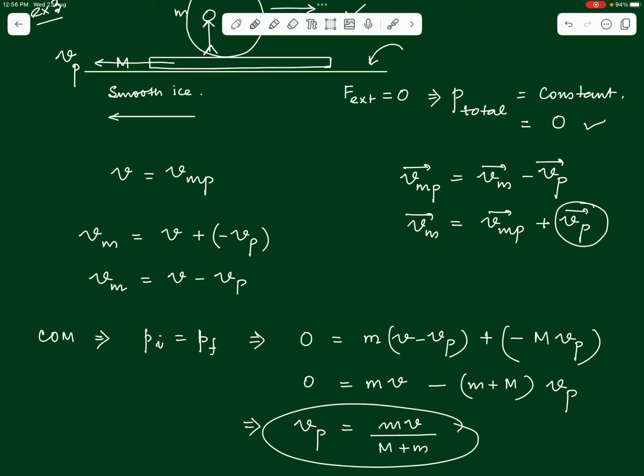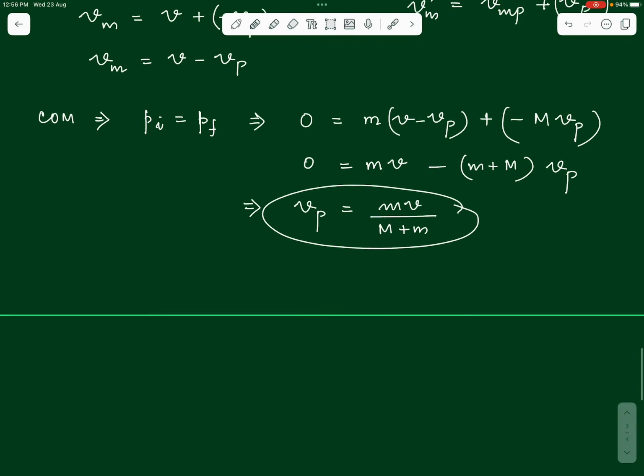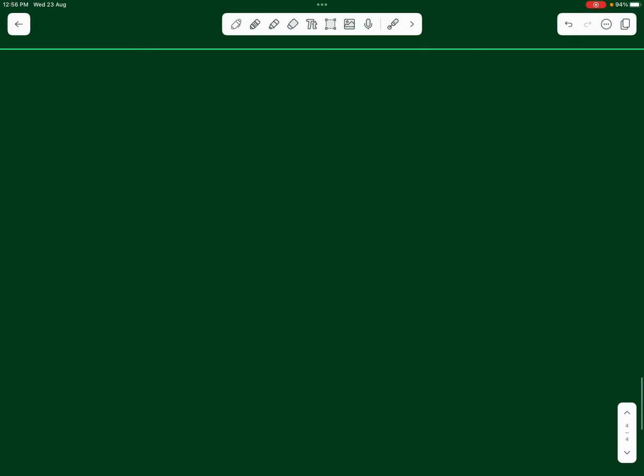Okay, this is the velocity of the platform towards left. Let's take up another question related to the same law of conservation of momentum. Another example is a bullet of mass 50 grams fired from below into a bob of mass 450 grams.